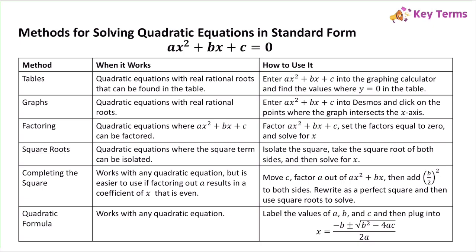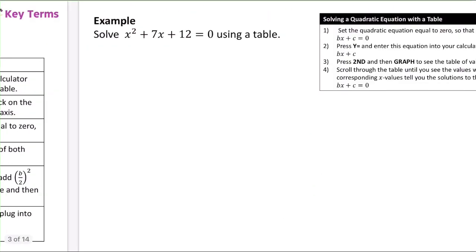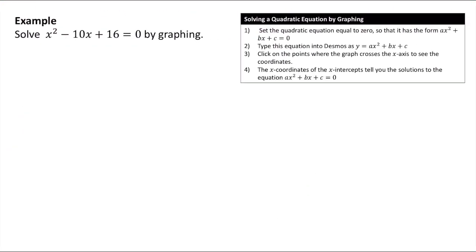So remember, we talked about tables, graphs, factoring, square roots, completing the square, and the quadratic formula. And in this video, we're going to go over an example of each of these methods. So let's solve now x squared minus 10x plus 16 equals 0 by graphing.